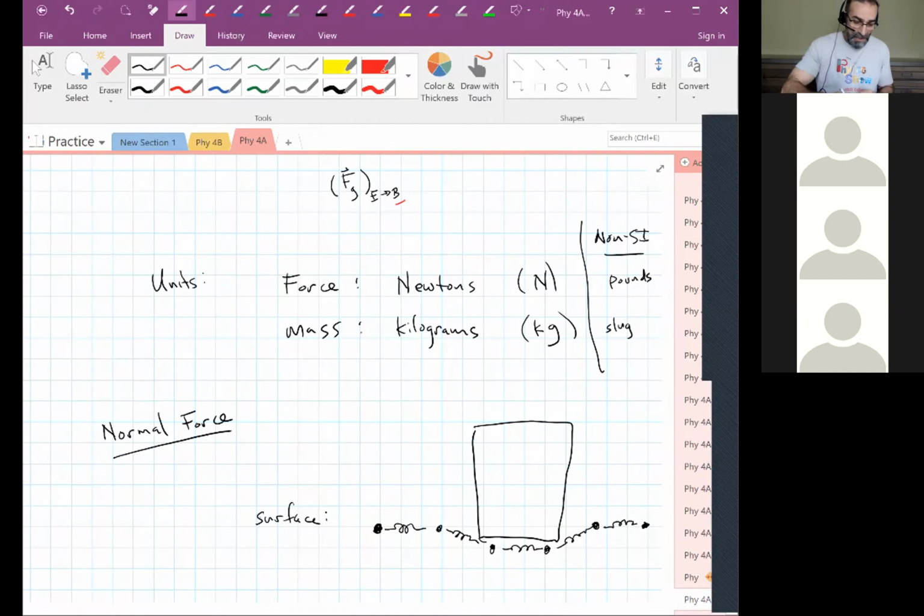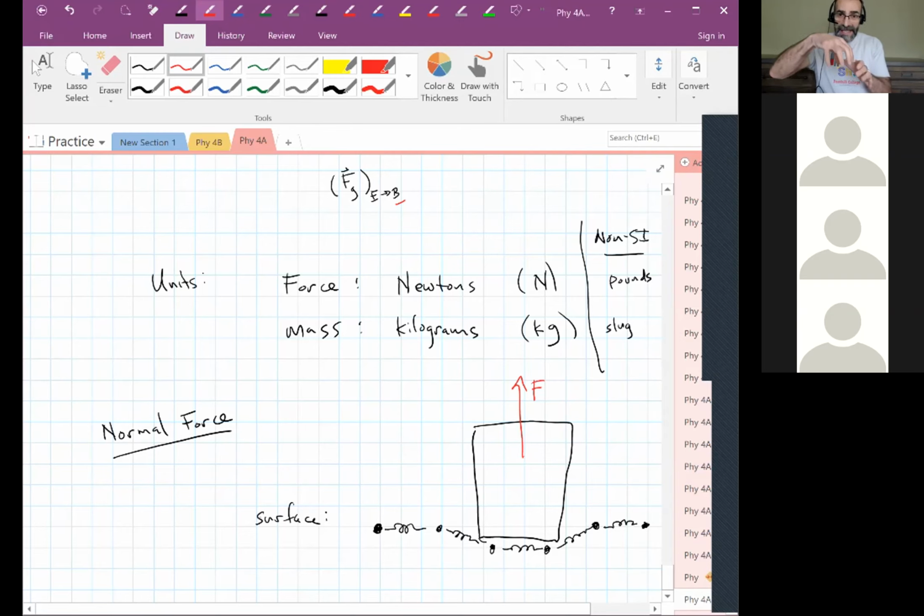And so what happens? You get a force in this direction, right? From the surface interacting with it. And as you deflect that surface more and more, even on that microscopic level, that force gets bigger and bigger until the deflection is so much that those chemical bonds break and you've broken your table, right? And you fall through. So that's our model for normal force.